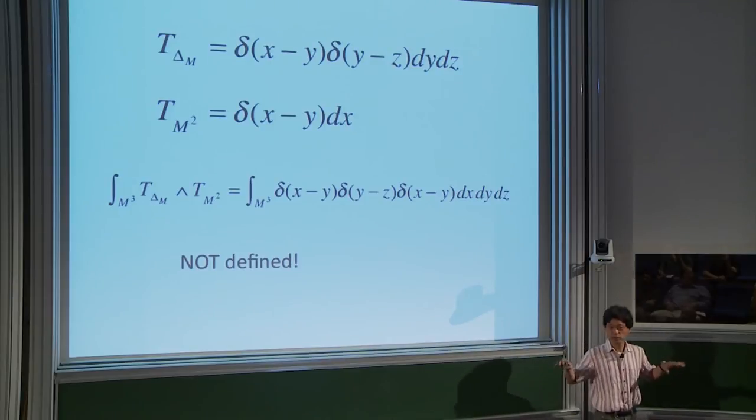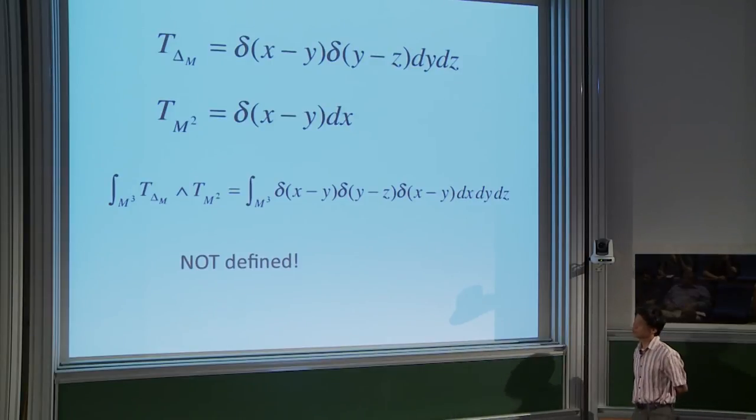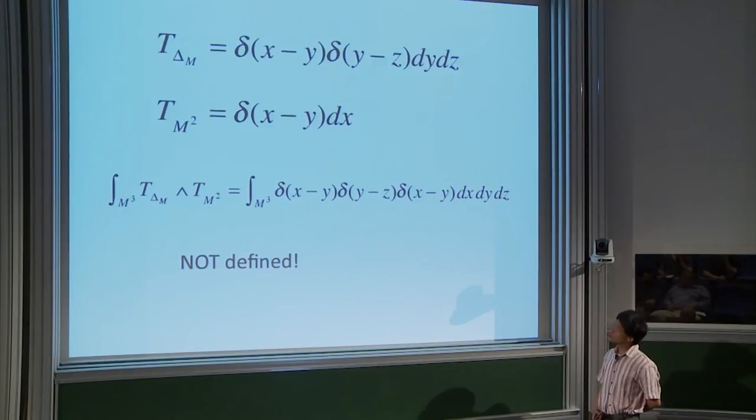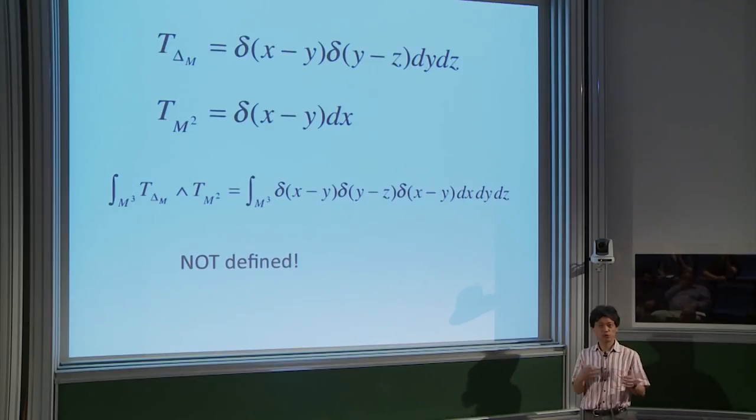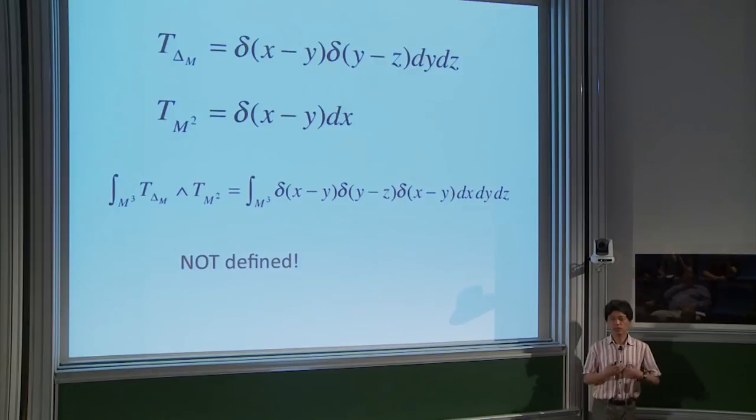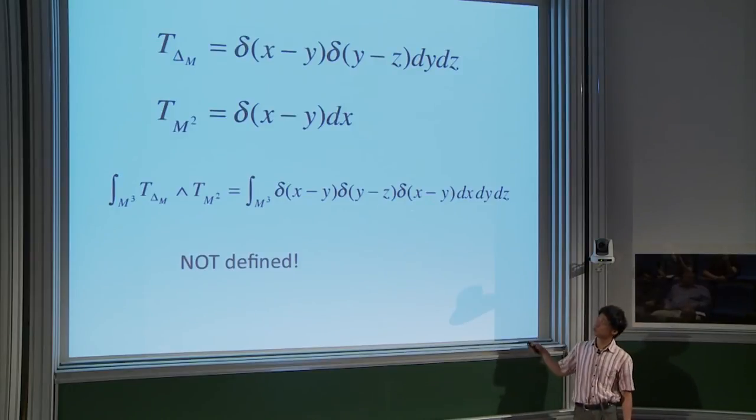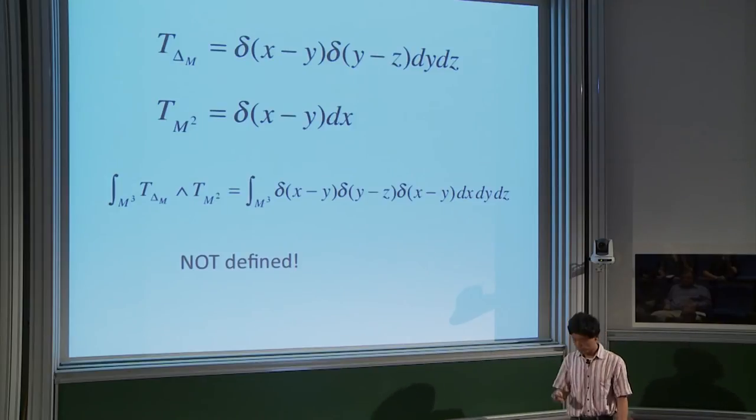And how to remove this infinity is related to intersection theory. And if you think a bit about the intersection number of this diagonal delta M and M square, you will see that this is the Euler number. So somehow you want to regularize these integrals to get the Euler number. So this is the first part of these things.